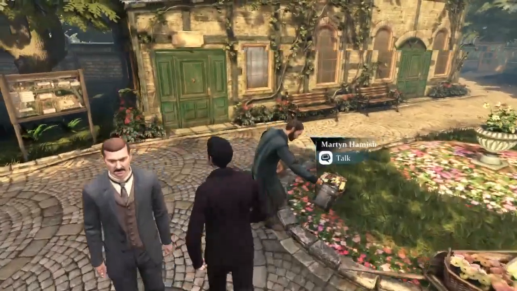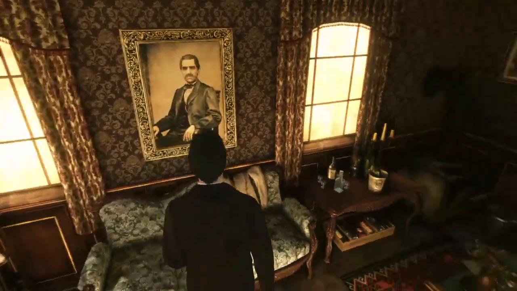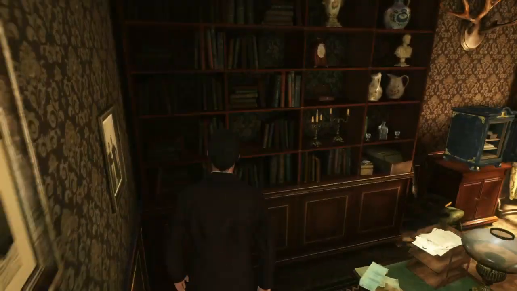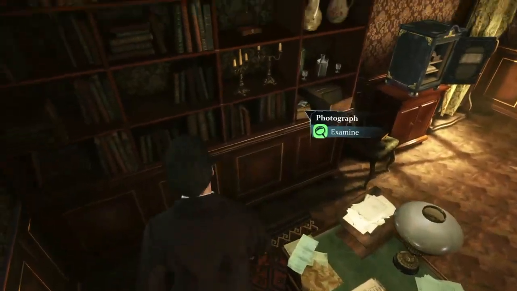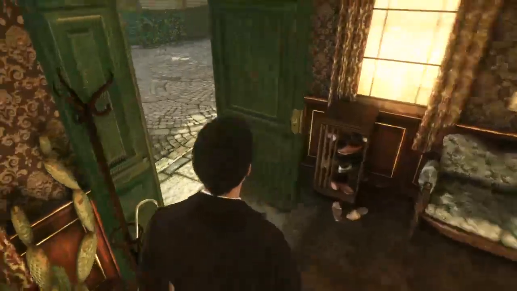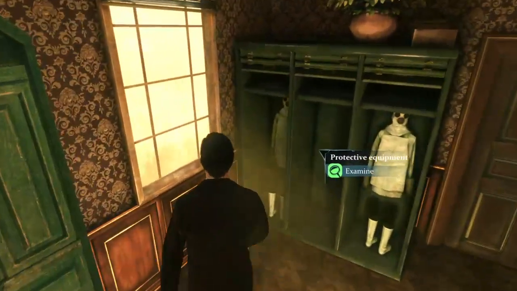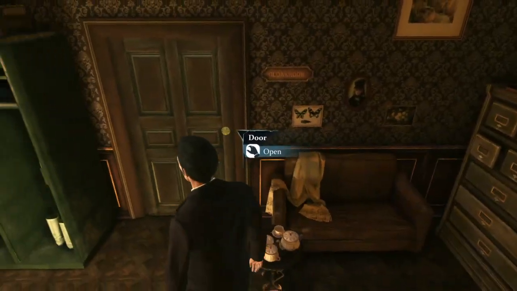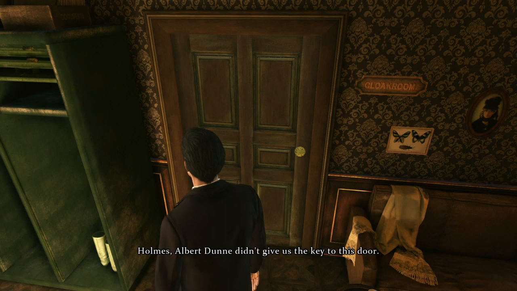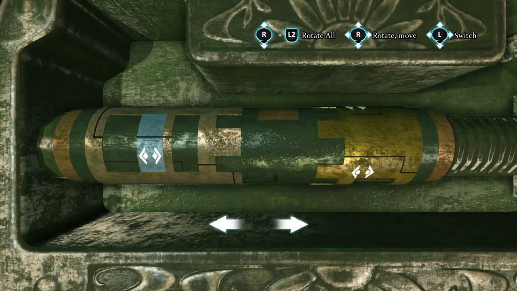Alright, let's do it like this. We start with this room first. Try to take a look at everything. Maybe I missed something. Nothing on the table. Photograph. We examined this one. Alright, this room is clearly done. Let's get to the next one. Oops. Yes, we have been there. Locked. Holmes, Albert Dunn didn't give us the key to this door. It does not matter. We will open it. Yeah. Let's do this. Oh, another lock. Like that. Okay.